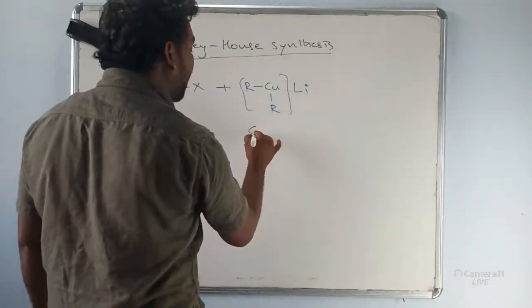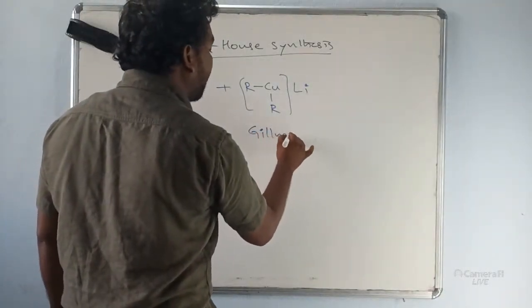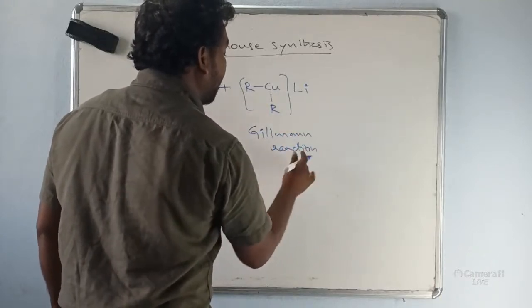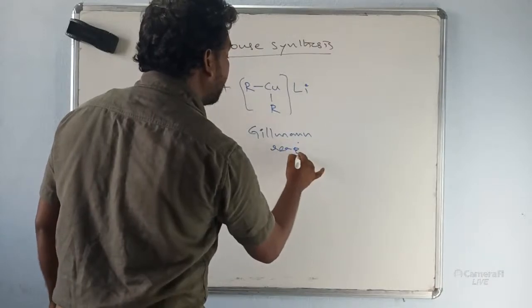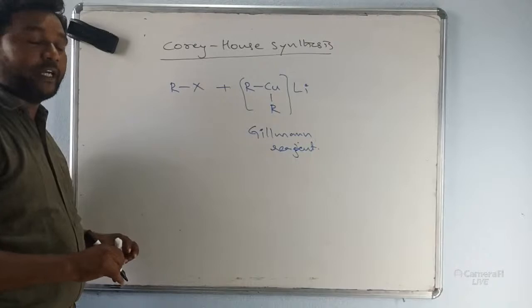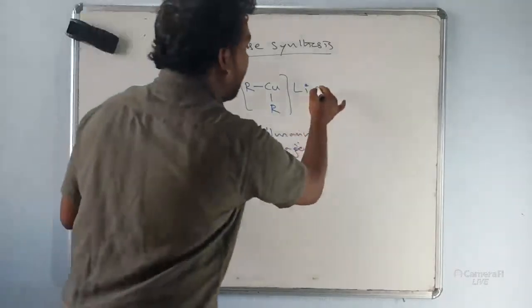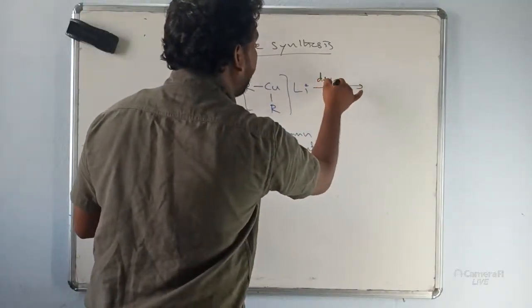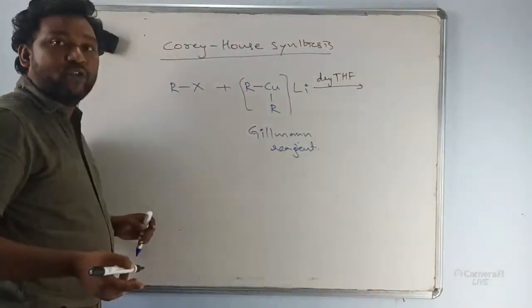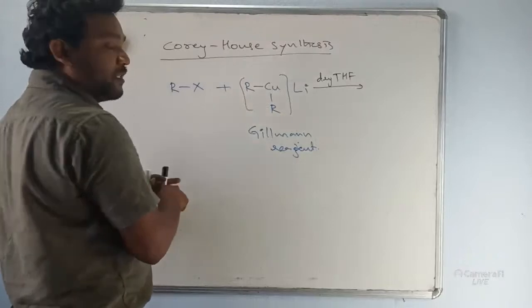This is called the Gilman reagent, a previous competitive entrance exam question. What is the Gilman reagent? Lithium dialkyl cuprate is called the Gilman reagent. The solvent is dry ether, or dry THF we will use. Then nucleophilic substitution takes place here. So how does the nucleophilic substitution take place?